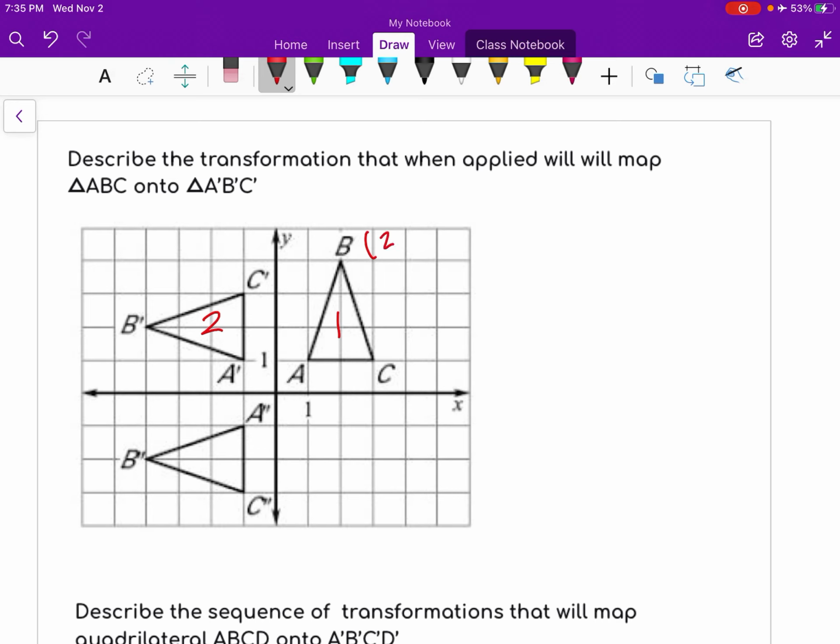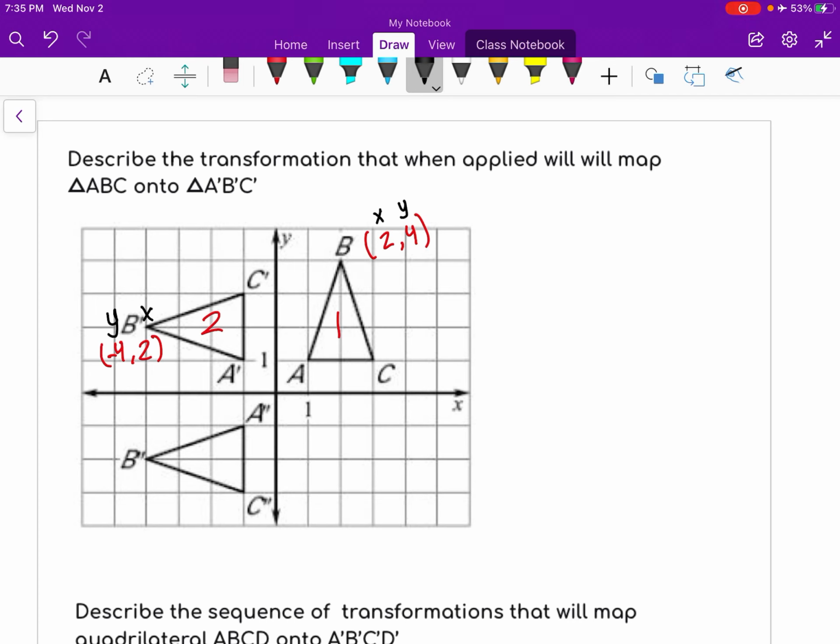I'm going to choose point B, and we're going to figure out what happened here. Point B starts at 2, 4, and ends up at 4, 2. So let's think about what's happened here. 2 represents our x-coordinate, 4 represents our y-coordinate. If we compare these two coordinates, you can tell that the numbers have been switched, giving us y, x.